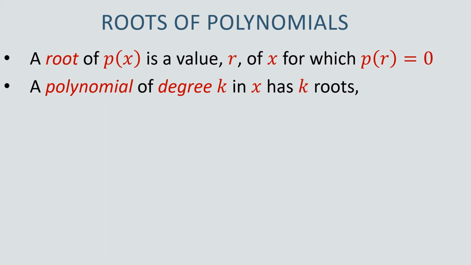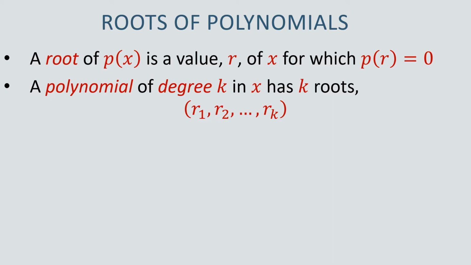One important property, I'm not going to prove this by the way, is that if we take any polynomial of degree k, there are exactly k choices of x for which that polynomial will assume the value 0. In other words, any polynomial of degree k has exactly k roots. We denote these just by r sub 1, r sub 2, r sub k.